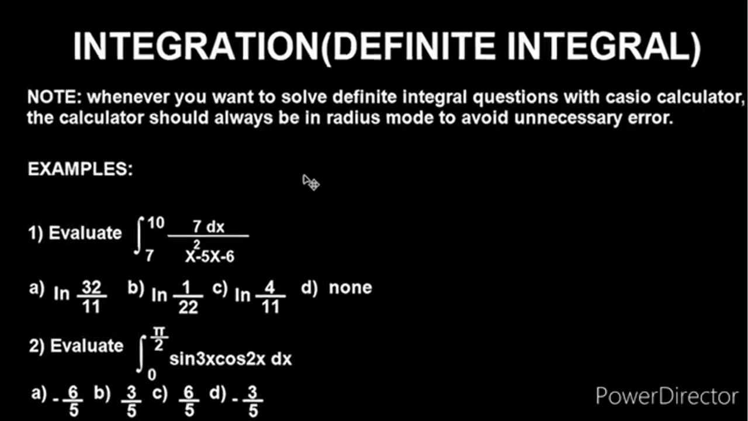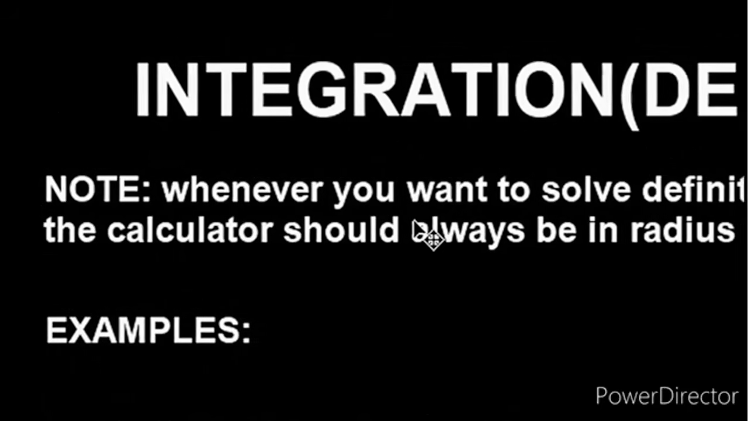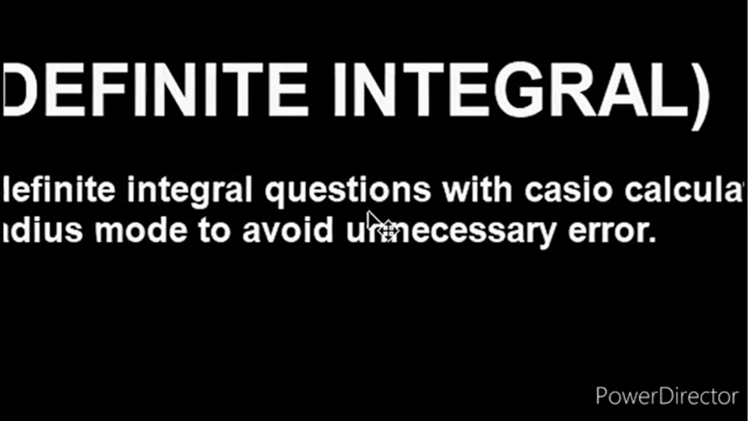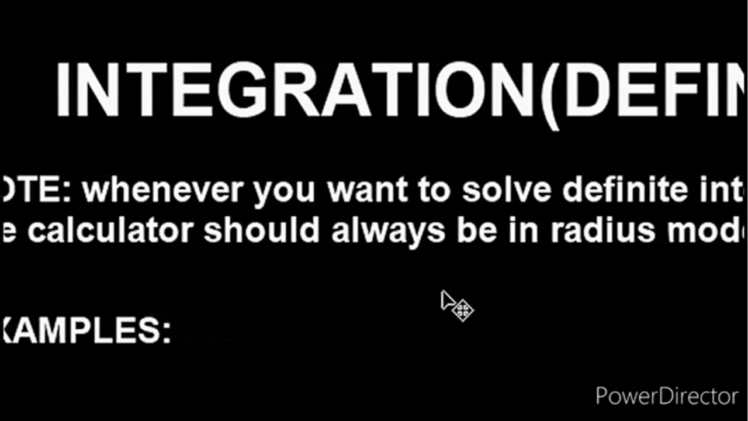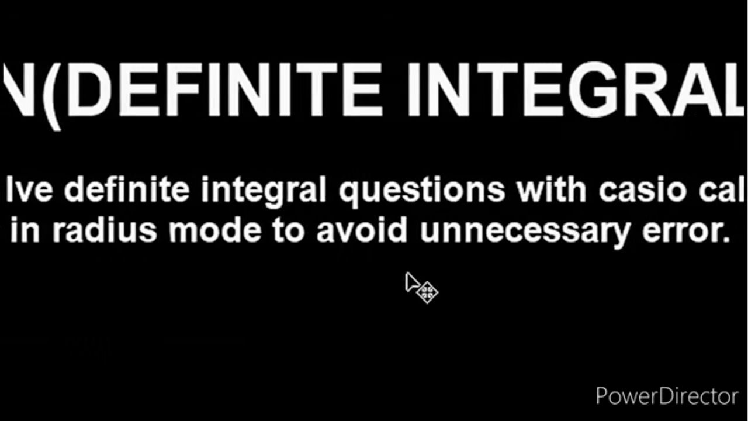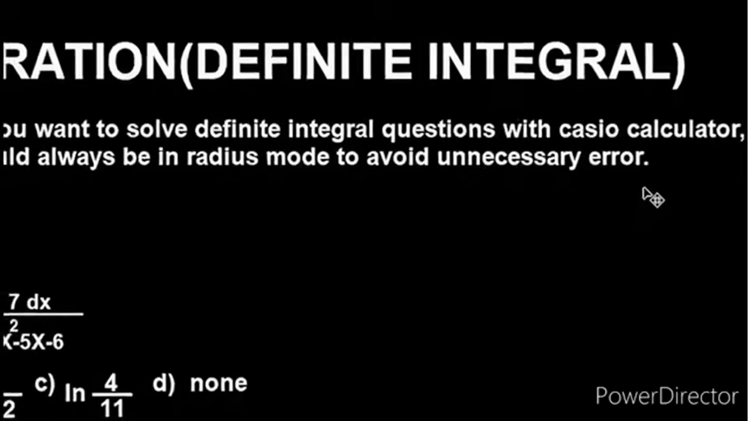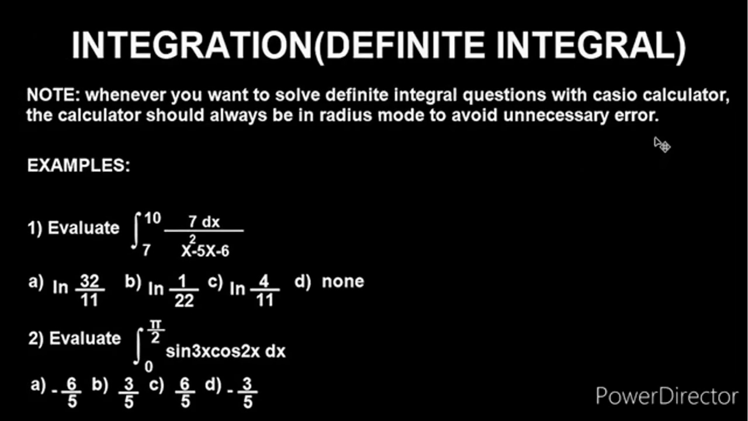Okay, let's begin. Now know that whenever you want to solve definite integral questions with a Casio calculator, the calculator should always be in reduce mode to avoid unnecessary error. Very, very important. So take note of these points. Having known that, let's look at the examples I have here and solve them together.